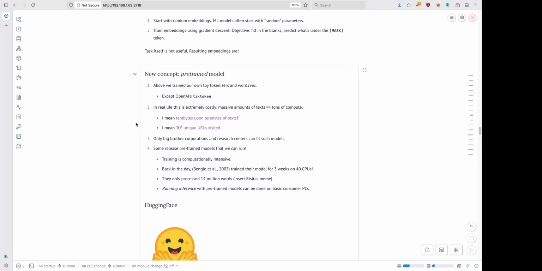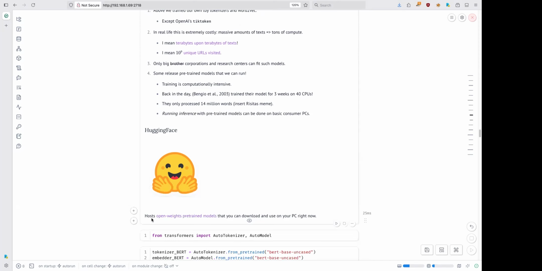But generally, these data sets are even larger than this, and only big corporations and the research centers can actually train useful models. Some of them release these pre-trained models for us to use. So here we see that there is this amazing company called Hugging Face, or the Hugging Face emoji. It provides storage and distribution for pre-trained language models.